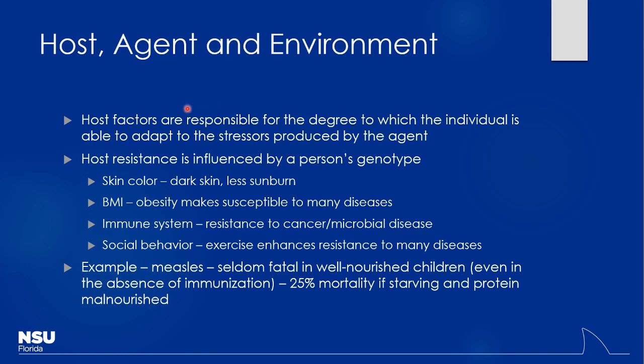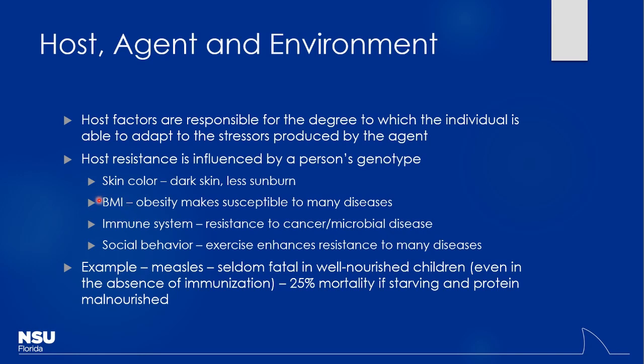And so again, the host factors are oftentimes the things that we can change potentially in order to help prevent disease from occurring, right? So for instance, you may find that host resistance can be influenced by things like their genotype. So there are certainly genetic factors that could play a role here. So things like skin color. If you have darker skin, typically you're less likely to get sunburns, right? That could have an effect on cancer rates, right? Presumably, because you don't have that DNA damage actually happening to those skin cells.